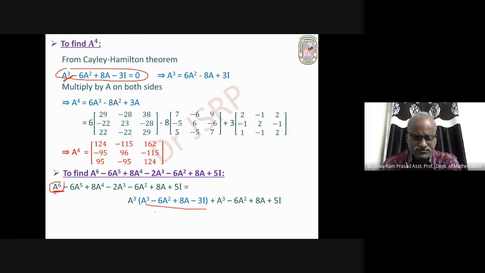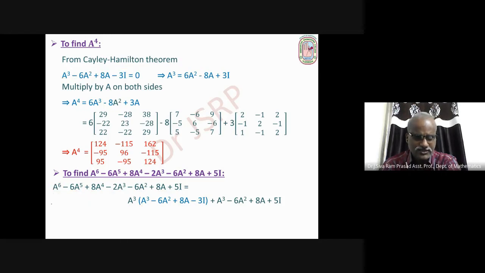Okay, now verify the expression. So A cube into A cube, you get A power 6. A cube into minus 6A square, minus 6A power 5. A cube into 8A, 8A power 4. A cube into minus 3I, that is minus 3A cube. So here we have minus 3A cube, but here we have only minus 2A cube. So how much do we have to add? Plus A cube. Just add plus A cube. And the remaining terms as they are, minus 6A square plus 8A plus 5I.